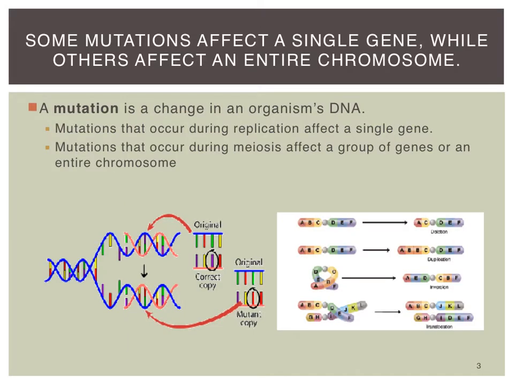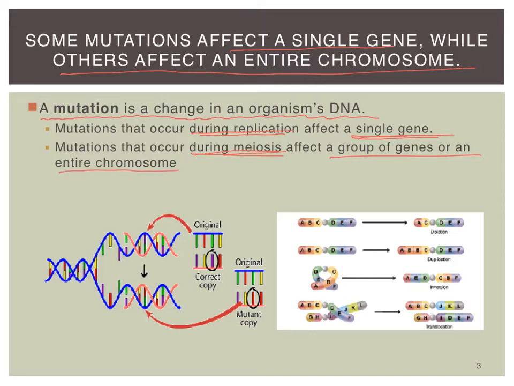There are two main categories of mutations, those that affect a single gene and other types that affect an entire chromosome. Again, the definition of mutation is a change in an organism's DNA. Mutations that occur during replication affect a single gene, just one sequence of bases on a DNA molecule that controls a gene for a particular trait. Mutations that occur during meiosis affect a group of genes or an entire chromosome.